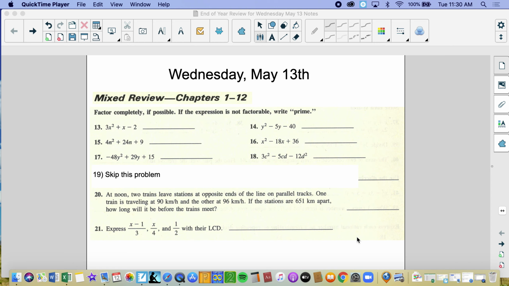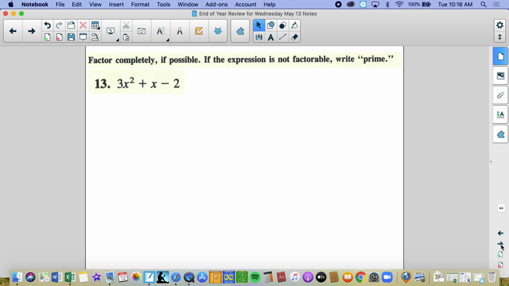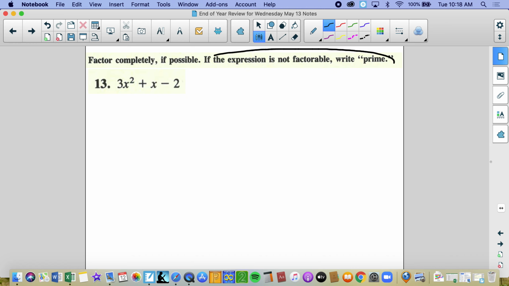Here we go. So, first problem we have is factor completely, if possible. If the expression is not factorable, write prime. We're not going to do that. We should be able to factor every single problem. Oh, sorry, it's not an equation. If it was an equation, we could do that. Since we have to factor them, and it's an expression, this is the important difference between an equation and an expression. So we are going to factor it.